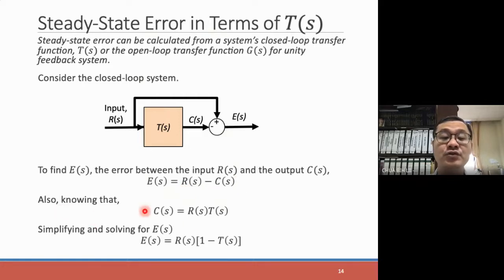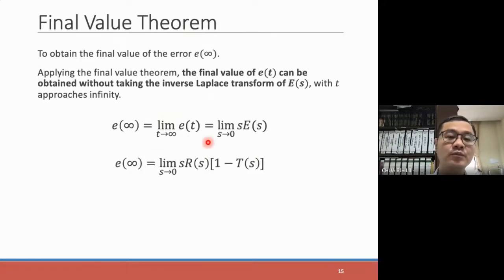Okay, and we also know that the output can be obtained by multiplying the transfer function with the input, RT. Therefore, when we substitute this over here, the error will be equal to R multiplied by 1 minus T, which is the transfer function. Based on this knowledge, we would use a mathematical method called the final value theorem to find the steady state error.